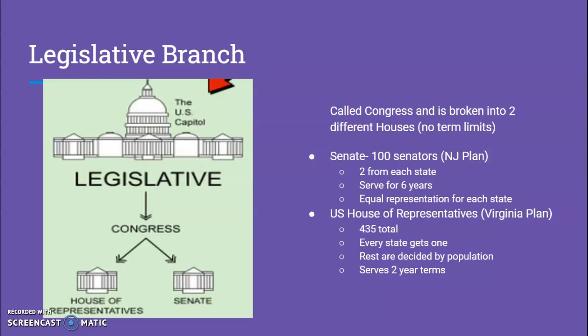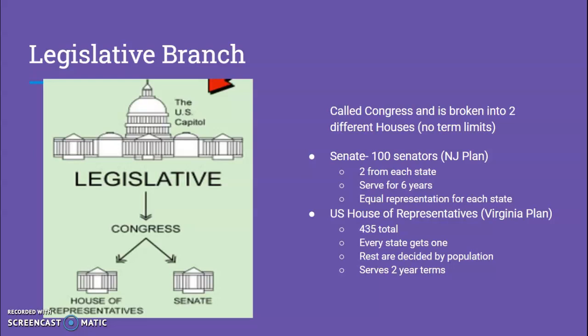Every state gets 2. On the other hand, you have the U.S. House of Representatives, and that comes from the Virginia plan, which wanted representation based on population. There are 435 total House of Representatives members. Every state is guaranteed 1. So no matter what, each state gets 1. The rest are decided by population. So the size of your state determines how many House of Representatives members you actually get. And those members are elected every 2 years. So you could serve 10 terms and be in office for 20 total years.